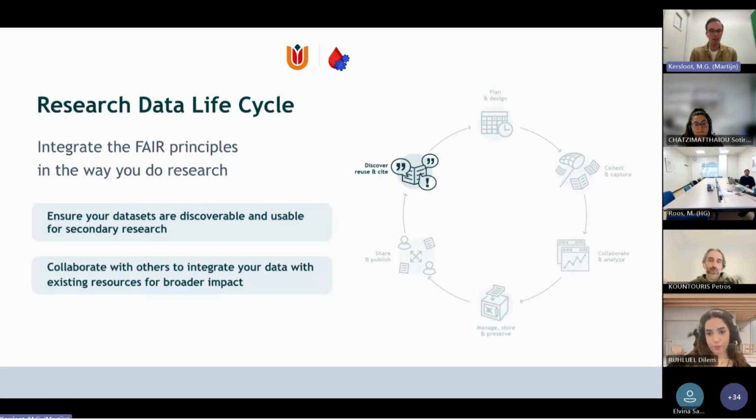And then it would be really nice if you can collaborate with others to integrate the data that you've collected with existing resources, so you can make more impact with the data that you've collected in your research project.